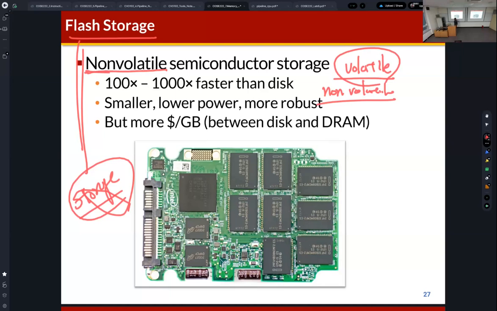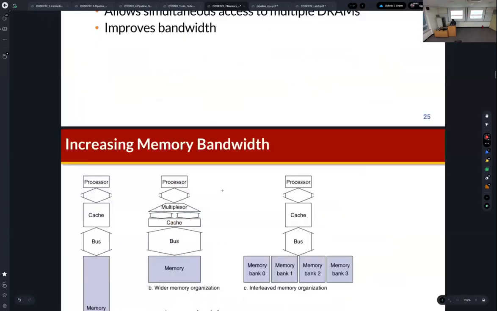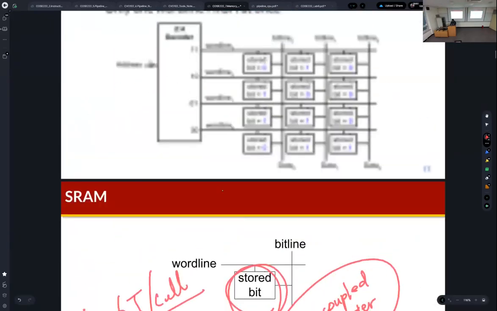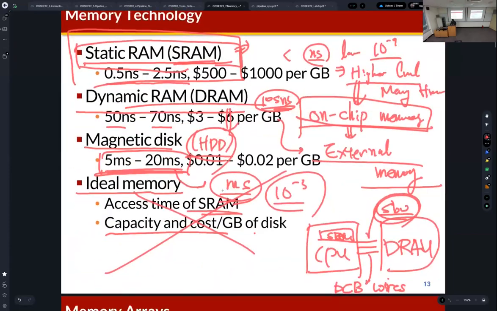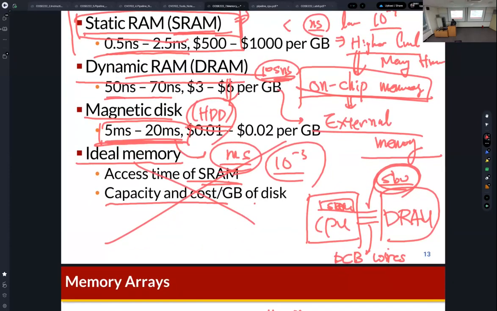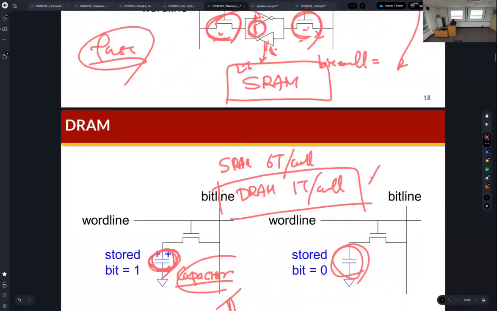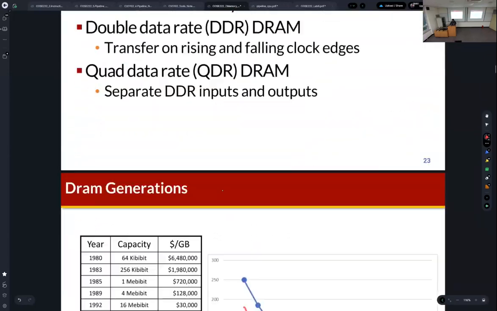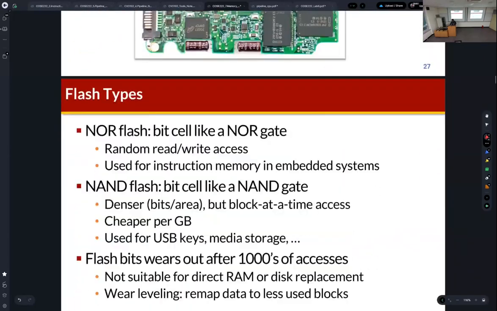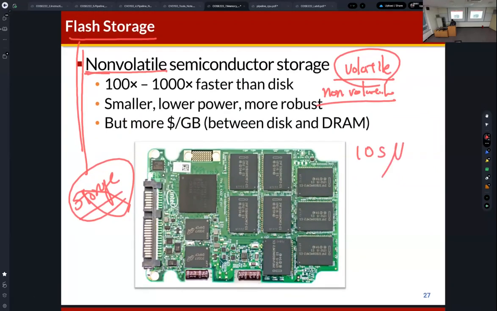But flash memory is much slower than the DRAM. In this slide, the DRAM latency is tens of nanoseconds, and the flash memory latency is tens of microseconds. Micro is 10 to the power of minus 6, not 6.